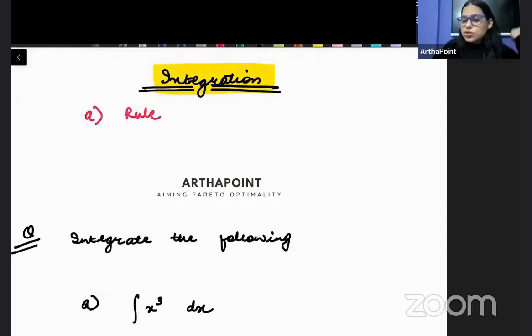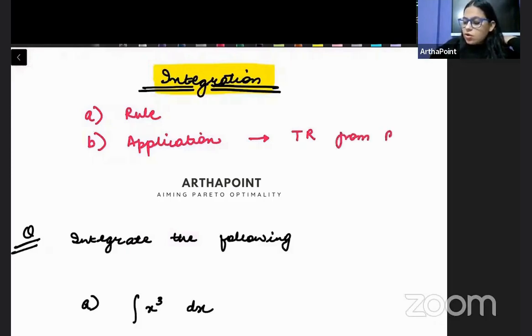The second kind of questions that can come from integration is going to be based on your application of integration. So application of integration can be some economic application. This is, for example, they can go ahead and ask you, okay, find marginal revenue, total revenue from marginal revenue, right? Or they can ask you find total cost from marginal cost.